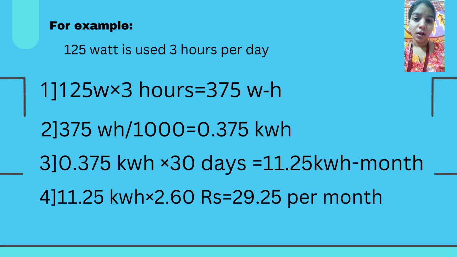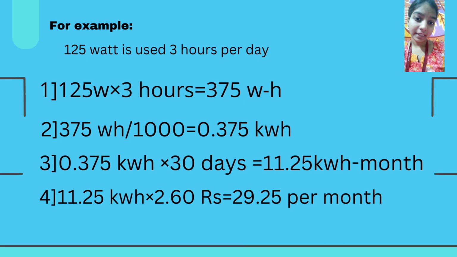For example, 125 watts is used 3 hours per day. So if we are using a TV which is 125 watts and we are using it for 3 hours per day, first we will get the value in watt hours. First step, 125 watts into 3 hours gives 375 watt hours. So we are getting the value in watt hours.